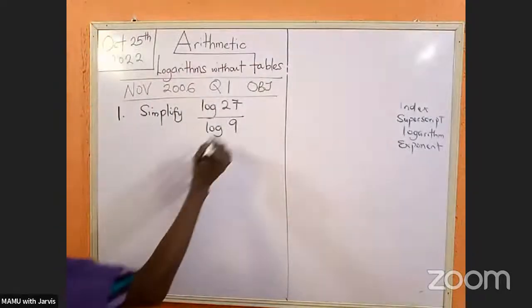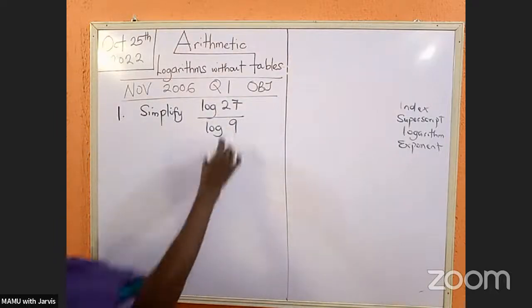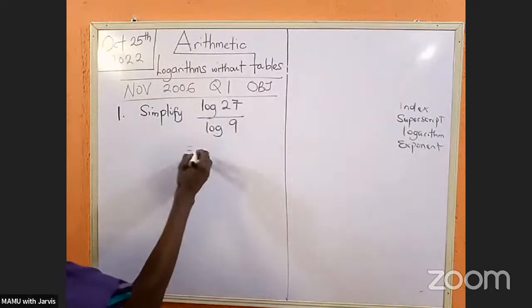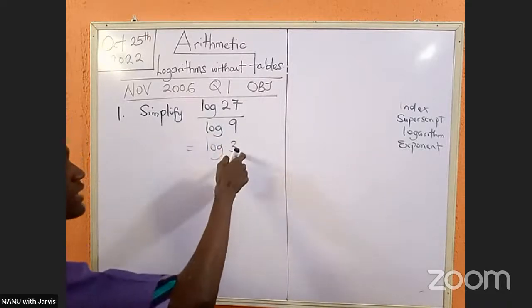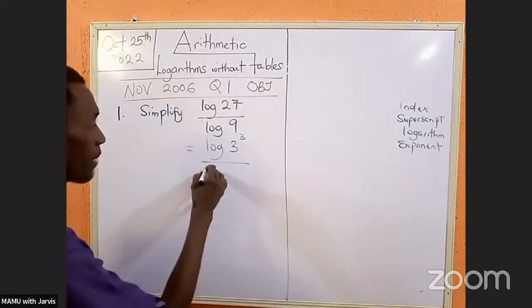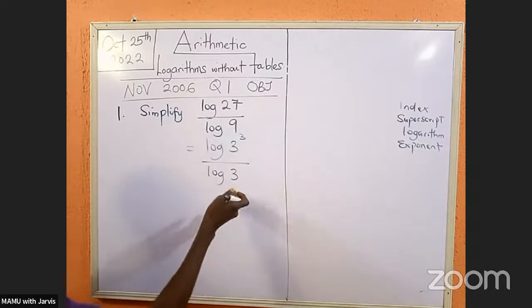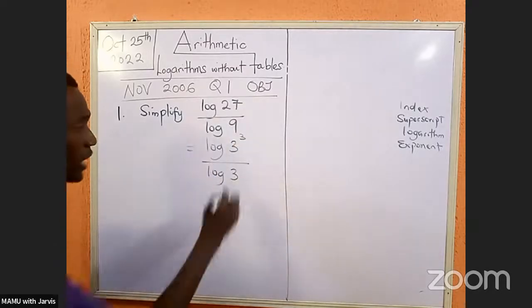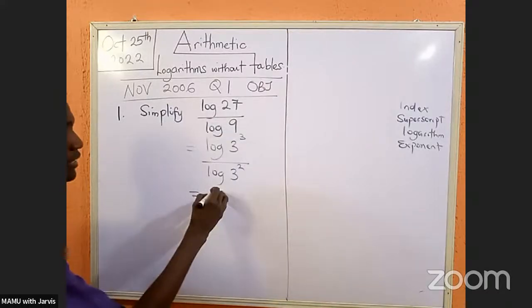Now, with that said, it strives on the concept of prime numbers. I look at 27. What's the prime number there? It's 3. So this will be log 3, and how many times should I multiply 3 to get 27? It will be 3 times. Divided by log 3. How many times will I multiply 3 to get 9? That will be 2 times. Then we're going to rewrite this to be this.